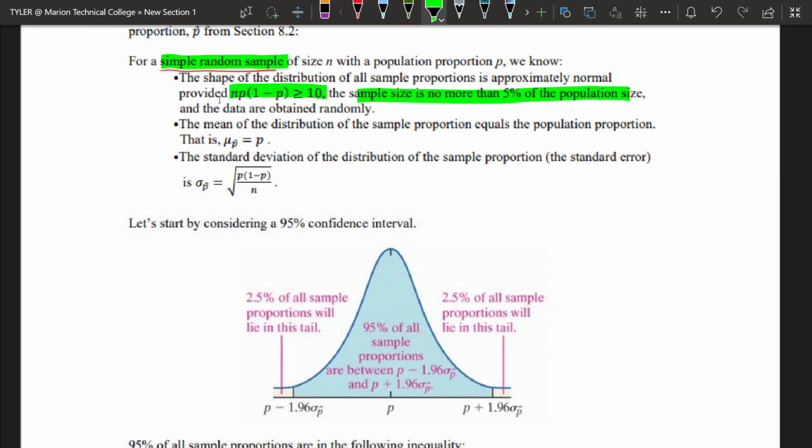Right? And then here, of course, the data obtained randomly is just stated again. And remember, you can make an inequality for this statement. We want little n to be less than or equal to 0.05 times capital N. Right, so you could turn that into that inequality. Right, so if those things are true, then we're going to have a distribution of sample proportions that's approximately normal, right? Where here's my mean and here's my standard deviation, right?